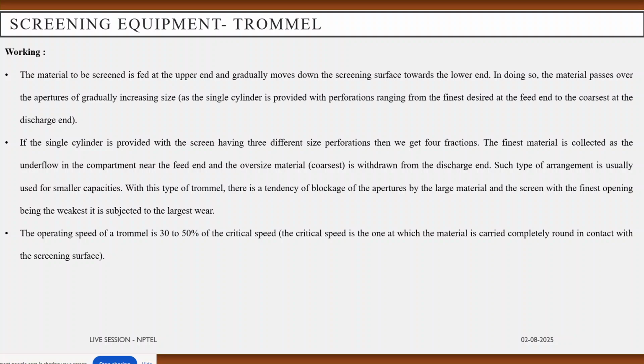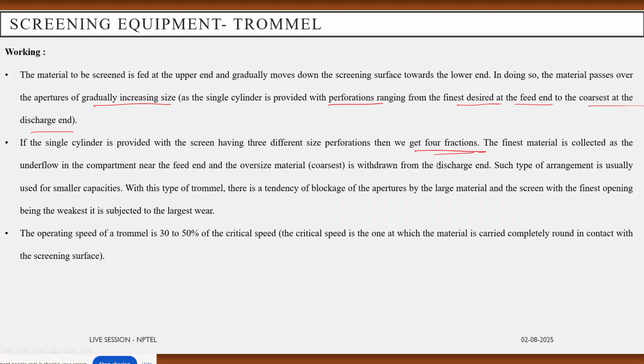So how does it work? The material to be screened is fed at the upper end and gradually moves down the screening surface towards the lower end. In doing so, the material passes over apertures of gradually increasing size. The single cylinder is provided with perforations ranging from the finest at the feed end to the coarsest at the discharge end. If the single cylinder is provided with a screen having three different size perforations, then we get four fractions overall.